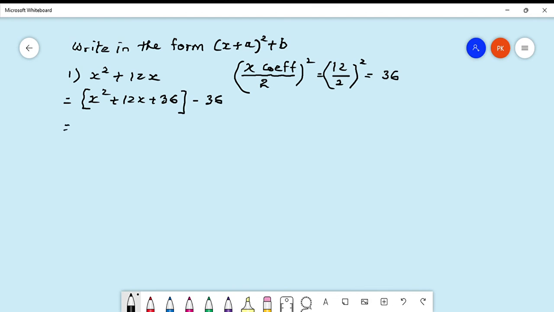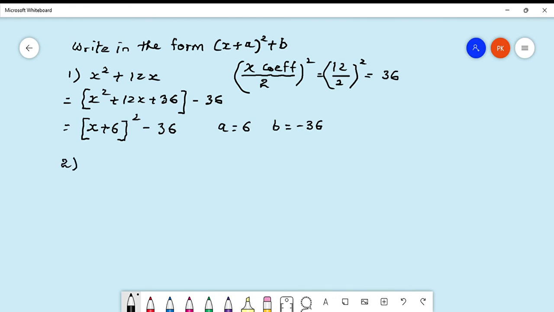Now this bracket has become a complete square. So how to write the complete square? First term is x square, so its square root x I'll write here. Last term is 36, so its square root I will write, 6, here. And only the sign of the middle term. So x plus 6 the whole square minus 36. Are the steps okay with you? That means in this case, a will be 6 and b will be negative 36. Let us take one more problem.